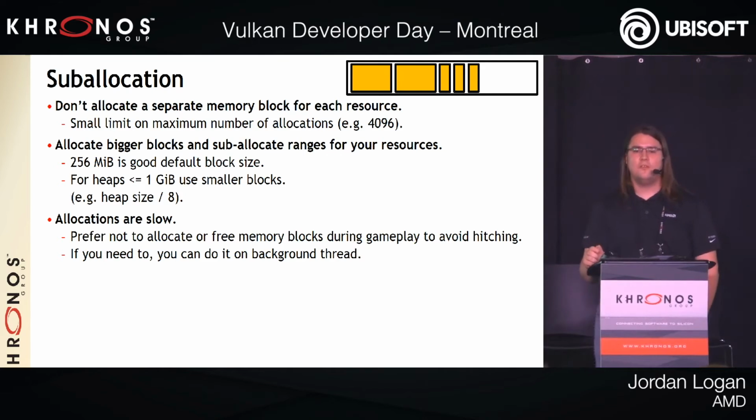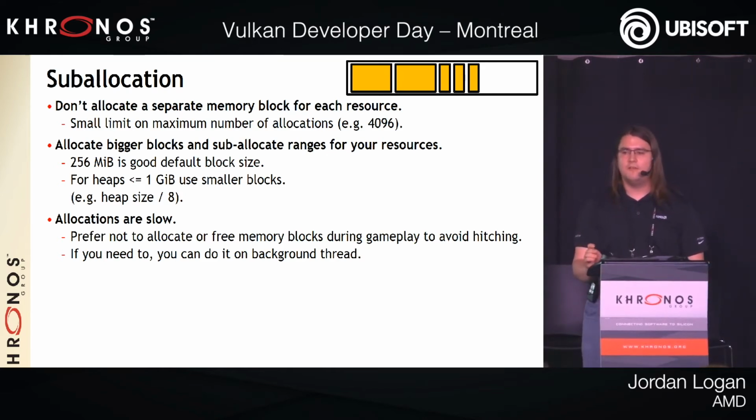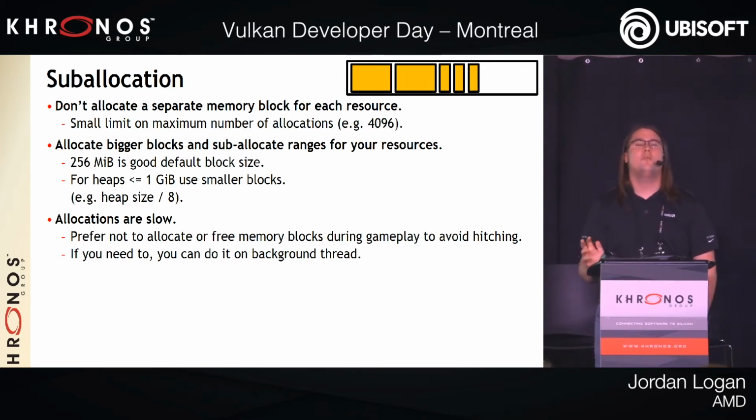One is that you have to sub-allocate, otherwise you'll run into a lot of issues. For one, there's a very small limit on the maximum number of allocations you can do. Our driver reports back 4,000 of them, so you cannot do a single resource per memory block. Our recommended solution is to always use much larger blocks. 256 megabytes is the size we have found to be a good default, unless you're on a small heap. Then you break that up, and sub-allocate your resources from this.